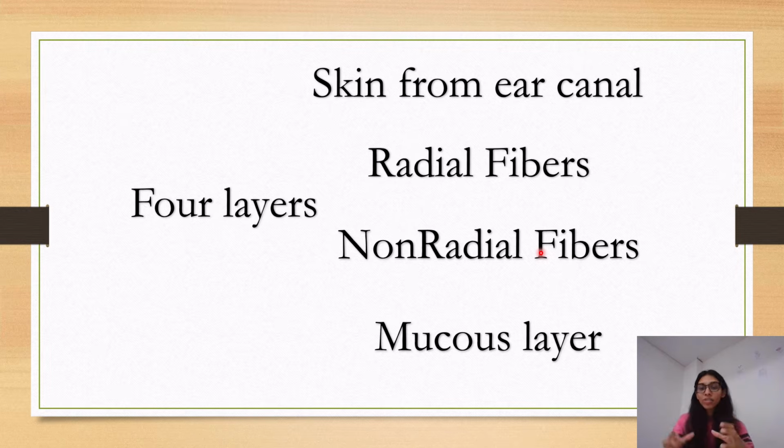So if you see the pars densa, it has all four layers, but when it comes to the pars flaccida, it just has the skin from the ear canal and then the mucosal layer. That's why it is much thinner. So even when you have patients who have tympanic membrane perforation, in the majority of the cases you will see a perforation in the pars flaccida portion because of the comparatively lesser thickness. So it is more prone to perforations or any kind of trauma.